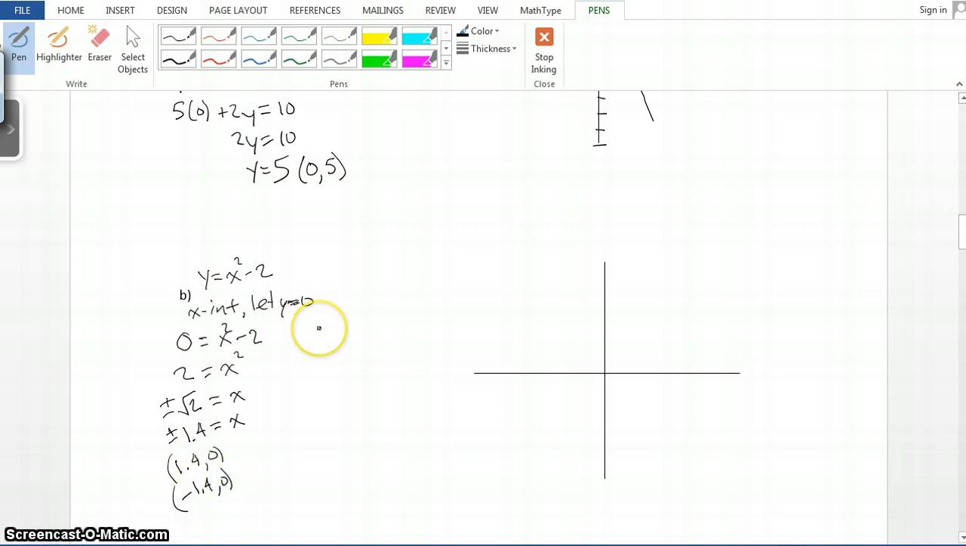Let's do that y-intercept. This is a little sloppy. Gosh, I hope your notes look a little better. For a y-intercept, let's let x equal 0. So I'll have y equals 0 squared minus 2, y equals negative 2. So that's 0, negative 2.